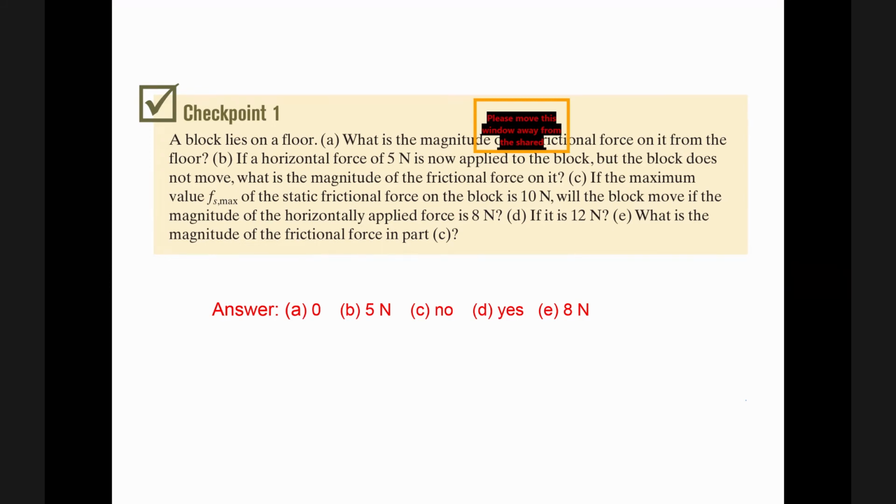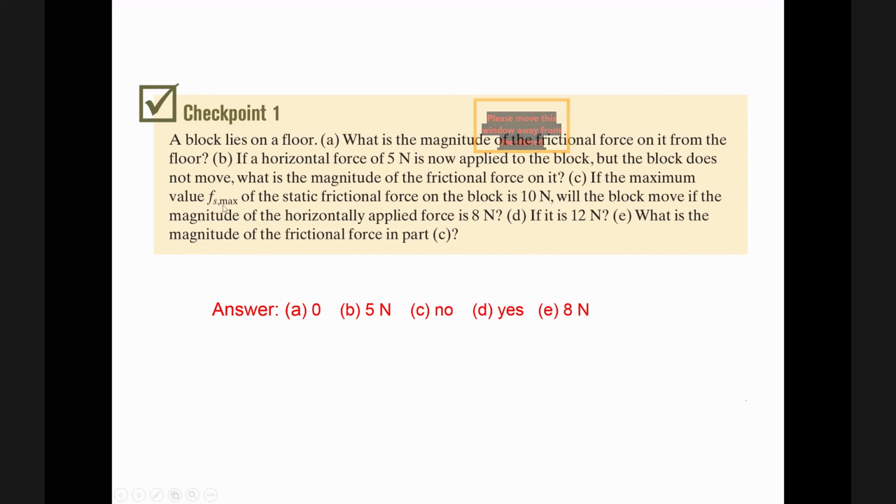Exactly your answer. Part B: if a horizontal force of 5 Newton is applied to the block, but the block does not move, what is the magnitude of the frictional force? 5. And by the way, if he applied 4 and it doesn't move, the frictional force is 4. If he applied 3.5 and it didn't move, is it 3.5? That's why we said static frictional force is a variable force. I cannot calculate it. It keeps changing.